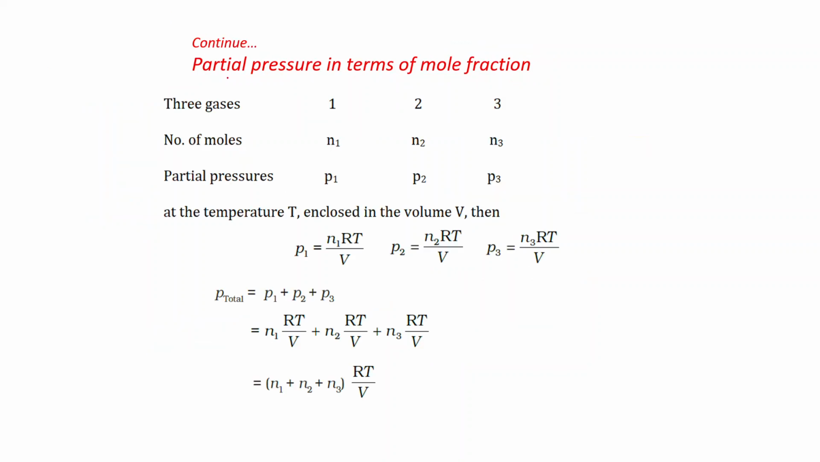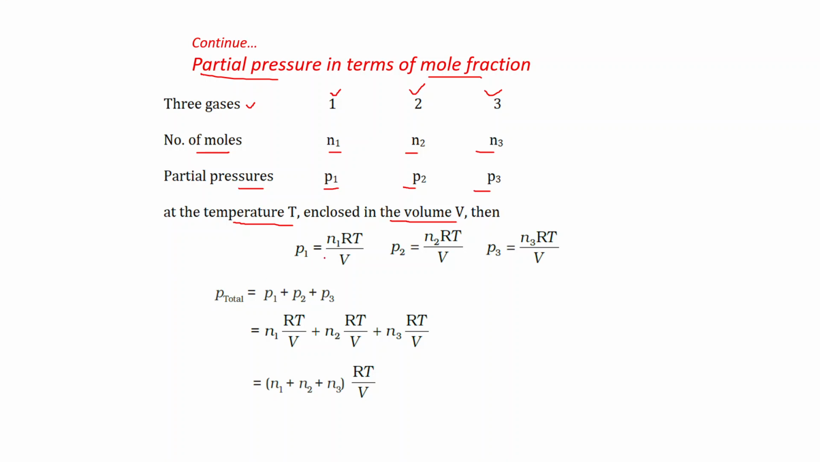Now we will try to find out the relation between partial pressure and mole fraction. Suppose we have three gases, namely 1, 2 and 3, with number of moles n1, n2 and n3, and their partial pressures P1, P2 and P3, at the temperature T, enclosed in the volume V.